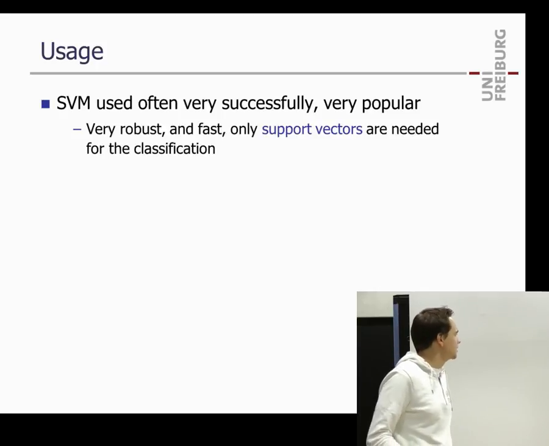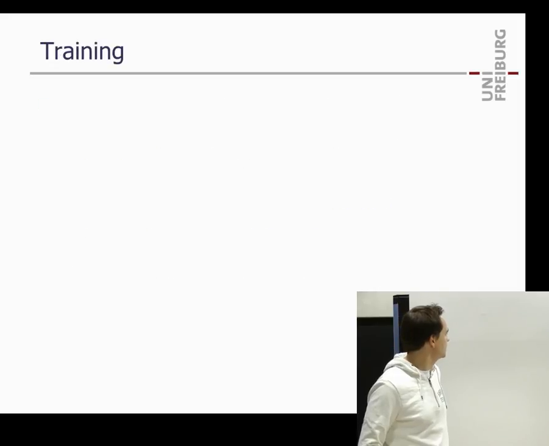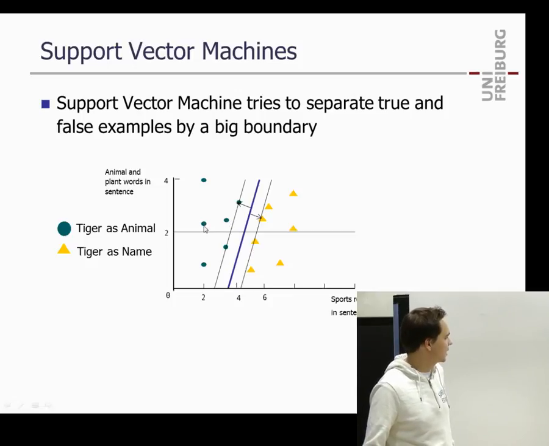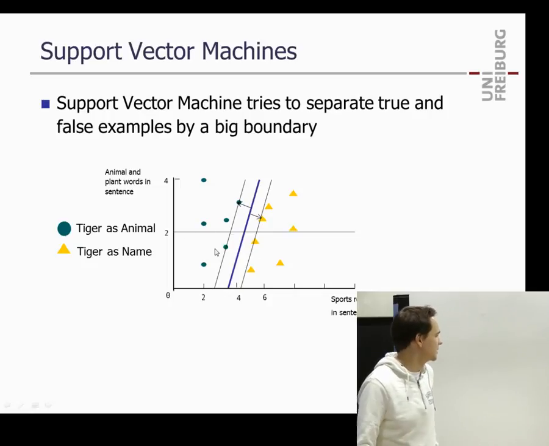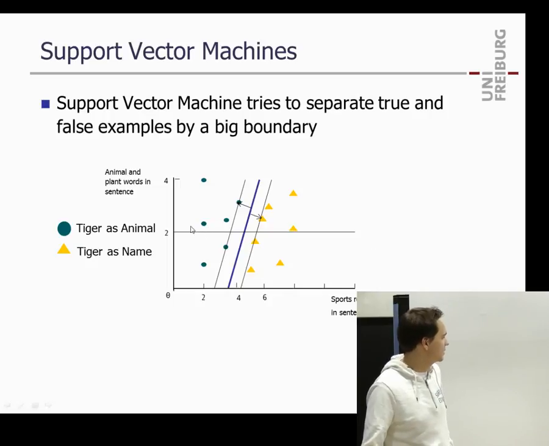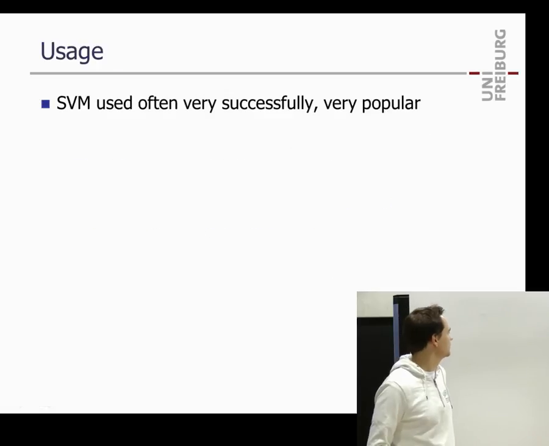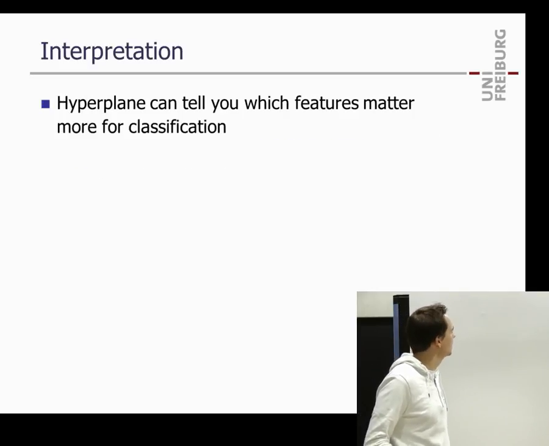They are used often very successfully. They're quite popular, quite robust and fast. One reason for this is that you can see that this point here, also this point, this point here, doesn't really affect the classification, because only these so-called support vectors, the vectors that are actually on the boundary, directly affect the classification. So let's say we had the same set, but this point was missing, the classification would be the same. So that makes it a bit robust against missing data. But what you have to know is they're very popular and widely used.